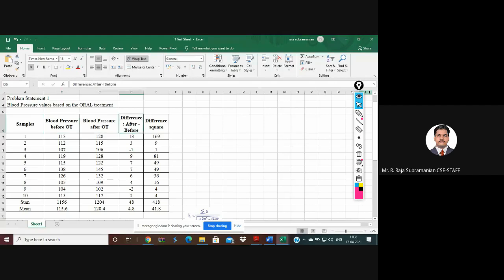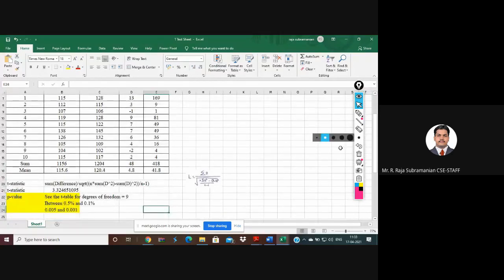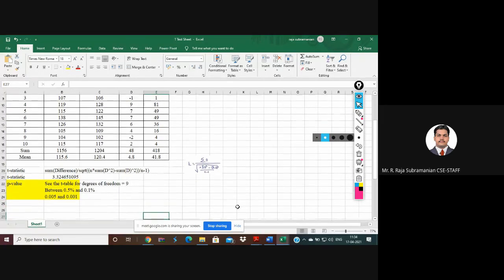So you first take the difference and square the difference. The difference is after minus before. Then you square the difference and keep everything: sum, mean, everything. What is the formula for the t critical value? Like the chi-square formula is summation of O minus E the whole squared divided by E, likewise what is the t formula? Summation d divided by square root of n times summation d squared minus summation d the whole squared, whole divided by n minus 1. So this is the formula for student t testing, right? So study this formula also.